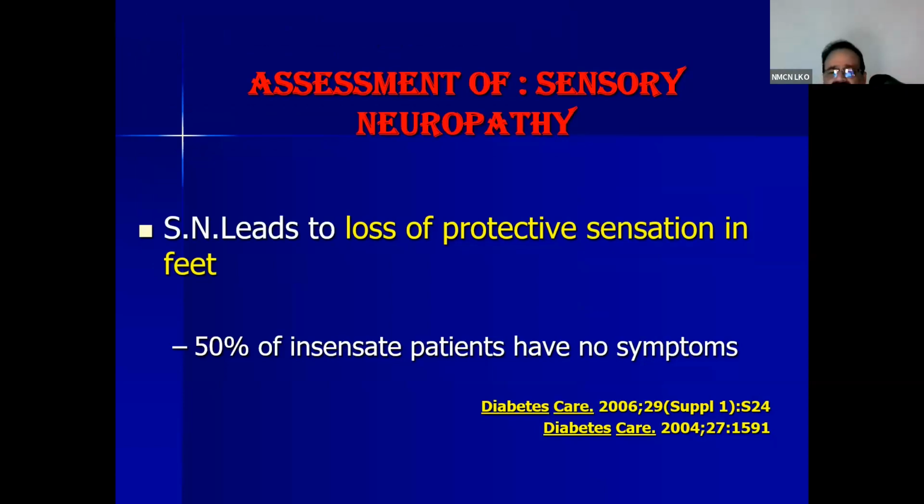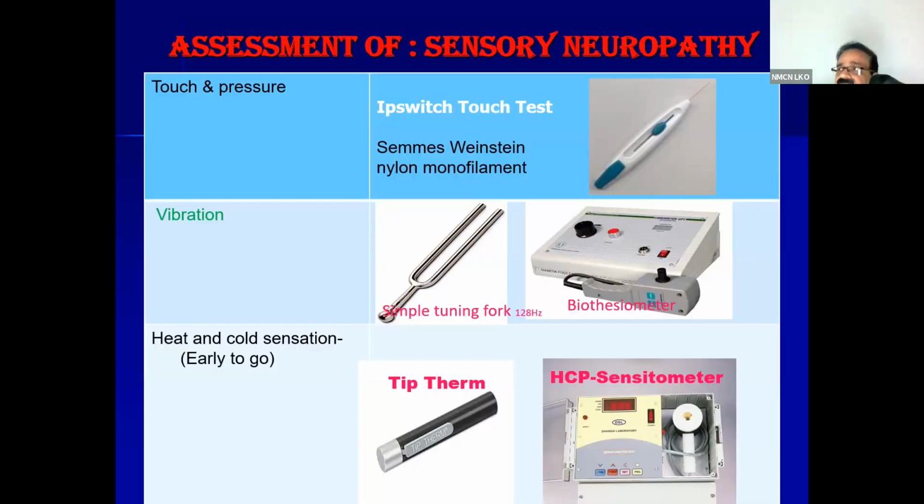This is a very important thing to be remembered. More than 50% of diabetic patients have no sensation in their feet because of the peripheral neuropathy. And as far as assessment of the sensory neuropathy is concerned, for the touch and pressure sensation, we have the Ipswich touch test or the Semmes-Weinstein nylon filament. For vibration, we have the simple tuning fork, 128 hertz, or the biothesiometer, which is a semi-quantitative way of finding out the vibration. Then for heat and cold sensation, which goes earliest, we have the tip-therm stick or the sensitometer.